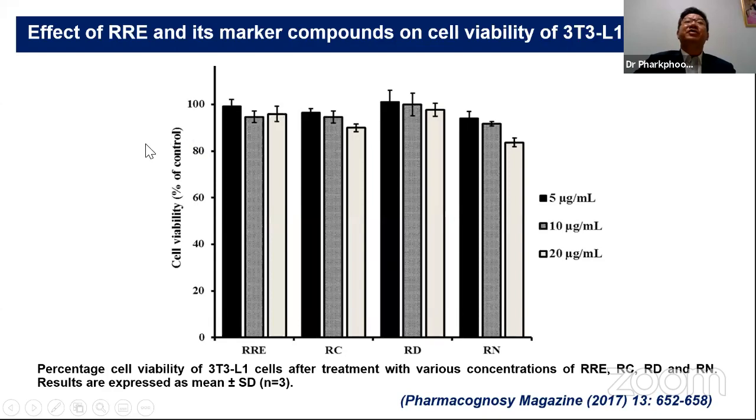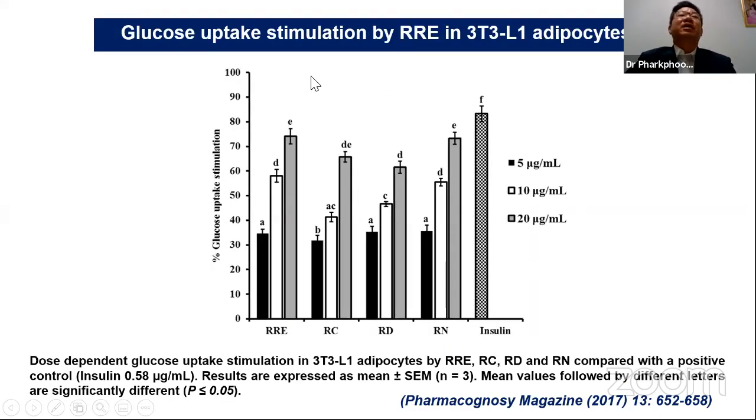And the adipocyte cell is also not toxic when we use three different concentrations from 5 to 20 micrograms per mil. And for the glucose uptake stimulation in the adipocyte cell, when compared with the positive control insulin, we found that linacantin-rich extract has the same activity as linacantin C and linacantin N, and a bit lower than the insulin positive control.